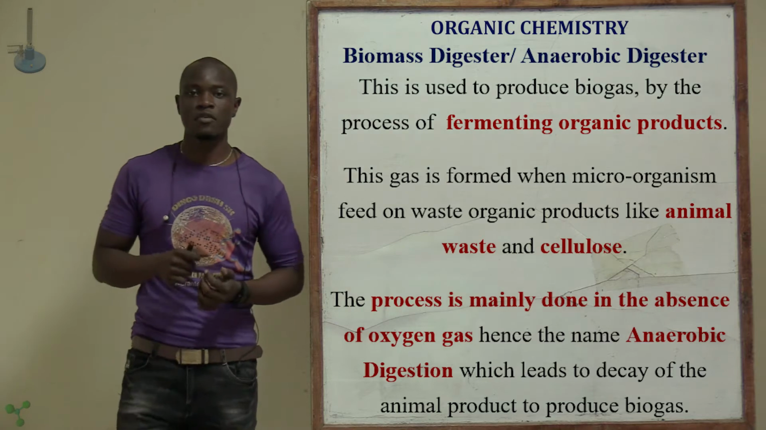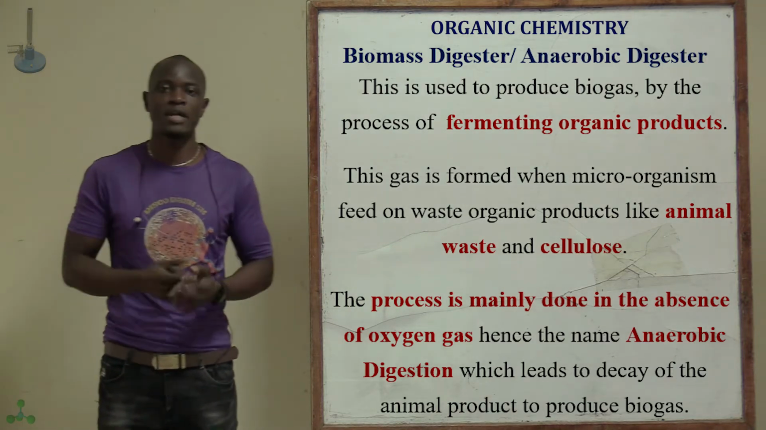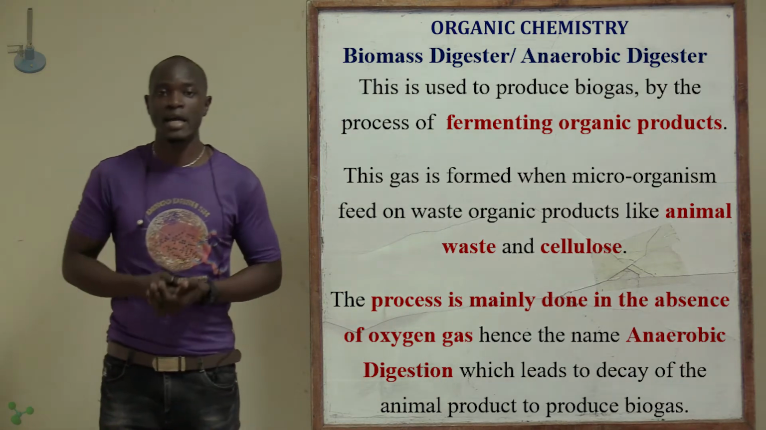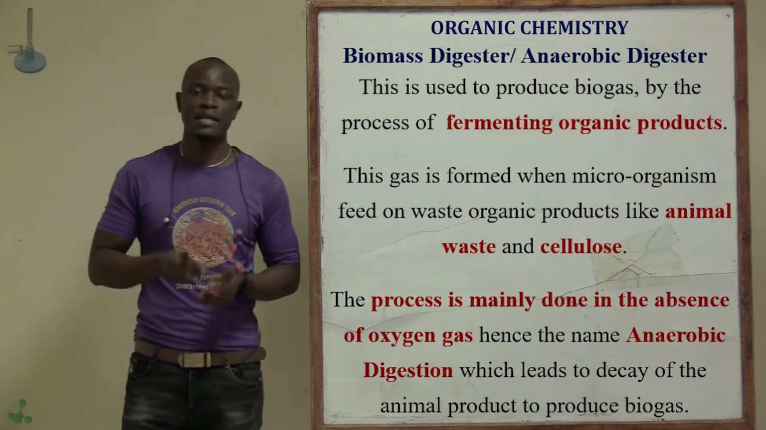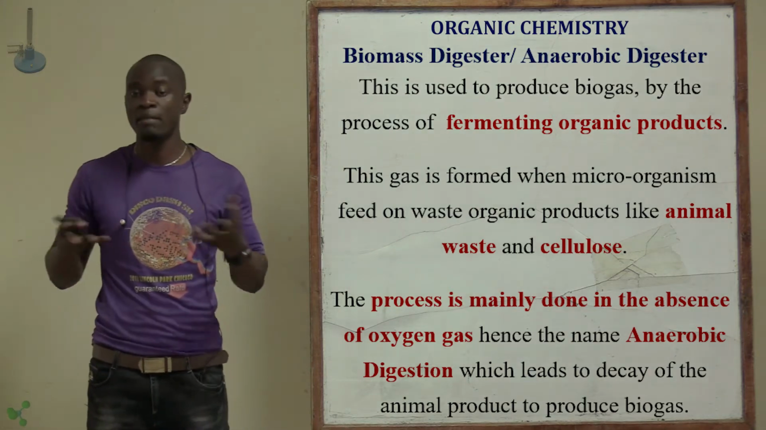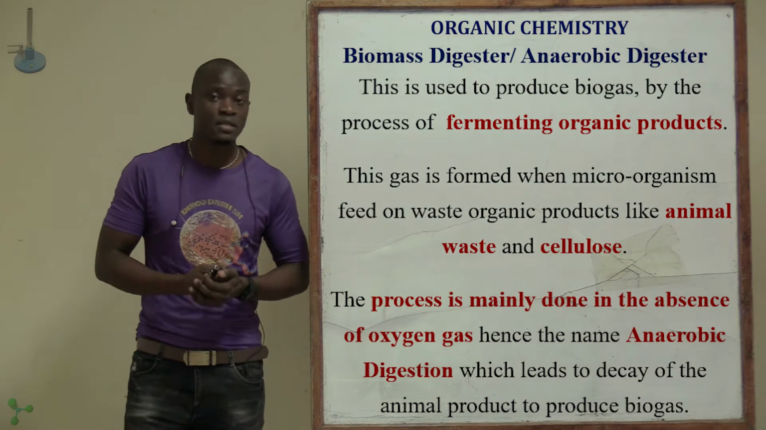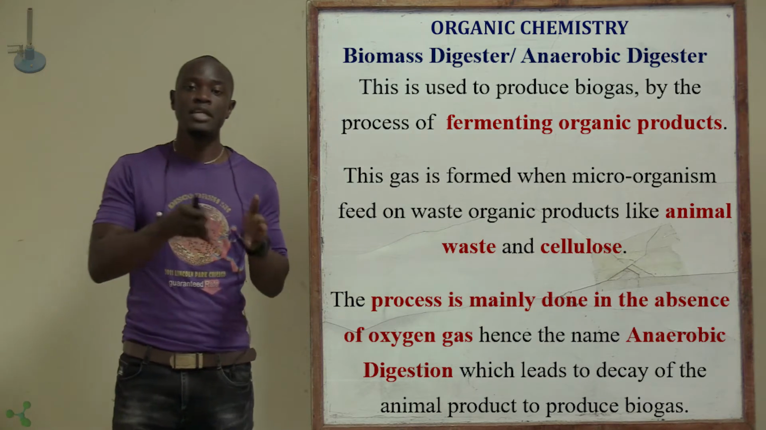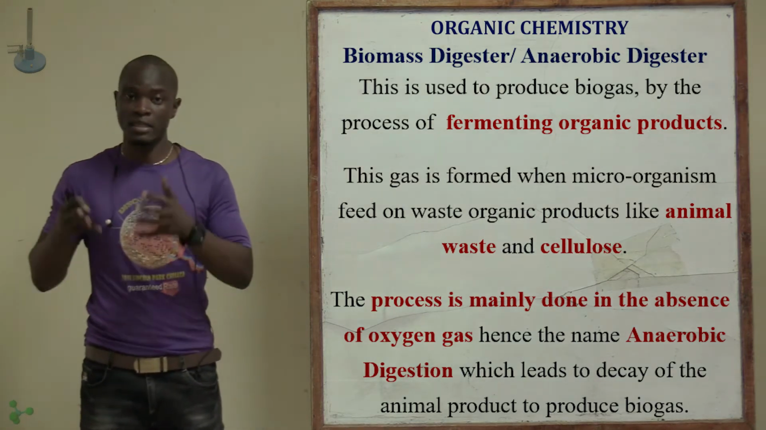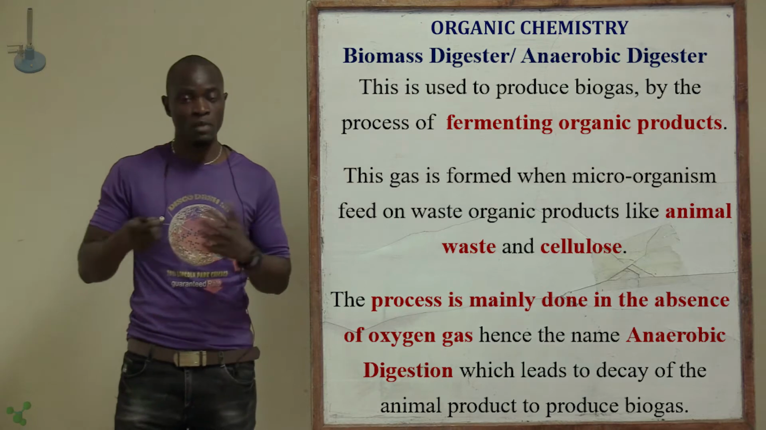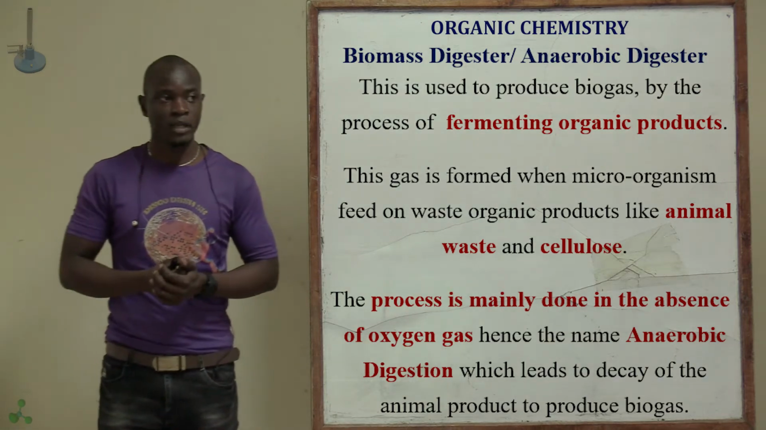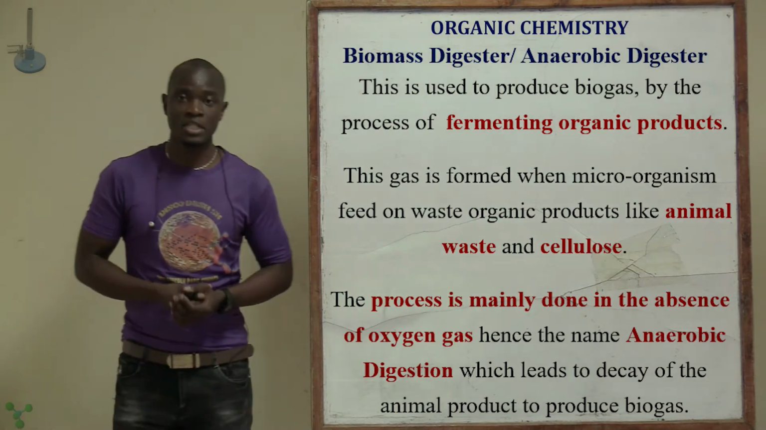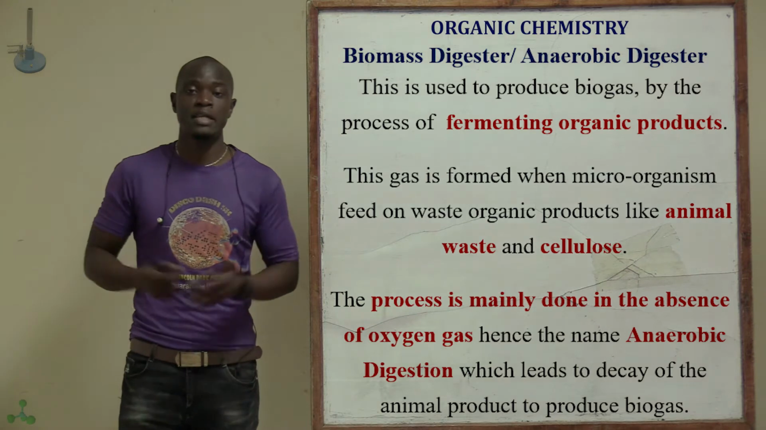So mainly this biogas is formed when microorganisms feed on waste organic products, like for example, we have the animal waste and the cellulose which are found in the organic matter. This process is mainly done in the absence of oxygen, which in biology is called anaerobic respiration. So it is mainly through this anaerobic respiration, which leads to the decay of the organic products, that we produce this biogas, which is used for domestic use, like for cooking and also for running the relevant machinery.